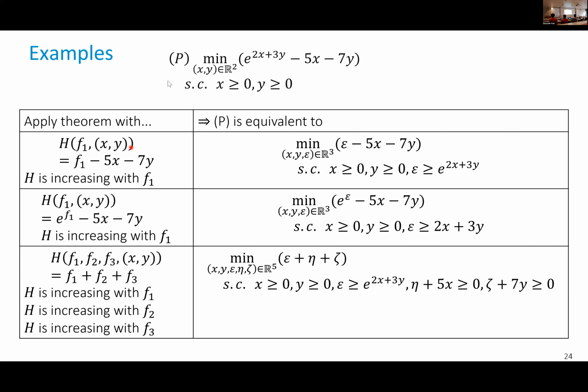For f1, the first term, epsilon is larger than or equal to f1, which gives this constraint here: epsilon larger than exponential of 2 and so on. The second term, which is minus 5x, so eta should be larger than or equal to minus 5x, which gives this constraint here, and similarly for zeta. So those three problems are equivalent. As you can see, they have different shapes. Some of them can be solved easily with some solvers, and some of them not at all. Question?